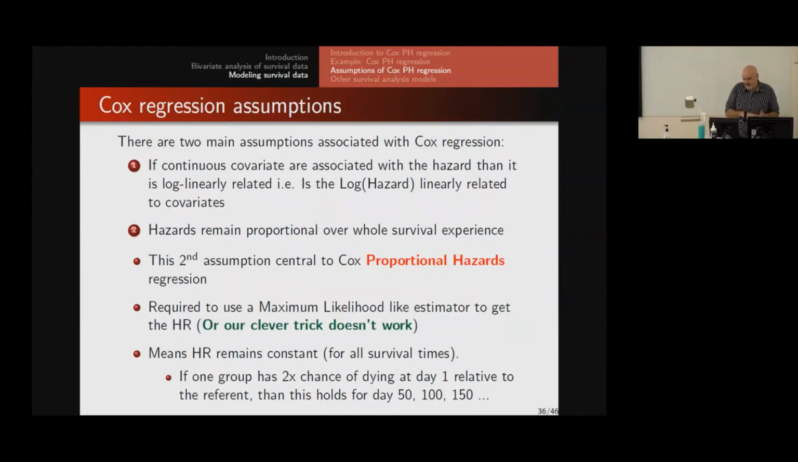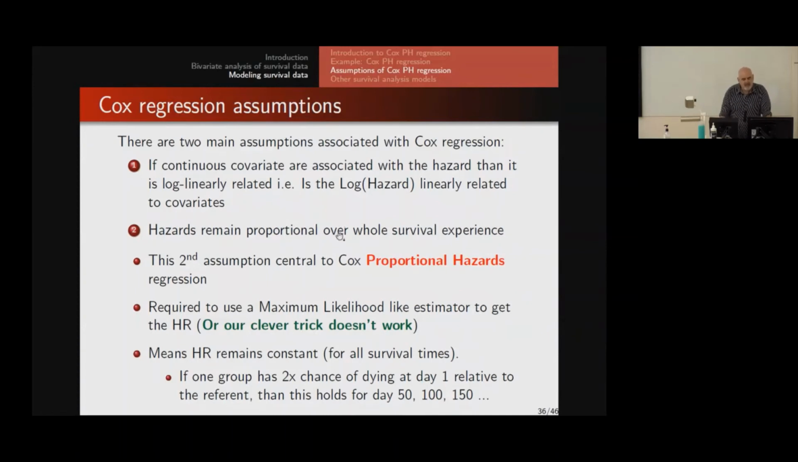Personally, I think hazard ratios are much easier to interpret than an odds ratio from logistic regression, because we can talk about the probability or the chance of dying. We don't have to mess around with odds, which are horrible things. Let's face it, odds are horrible things.